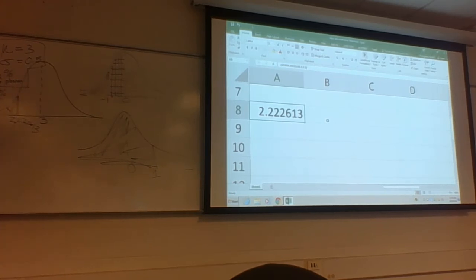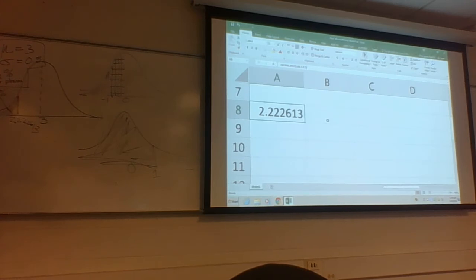So, the accountants say we can replace 6% of phones. How long does their warranty last? And you pull up Excel and say it's going to last 2.222613 years. Roughly. We're good so far? Okay, now let's find out what's wrong with that.